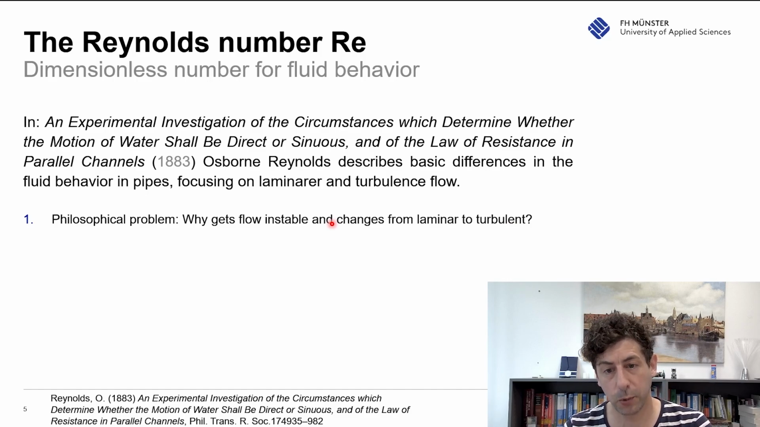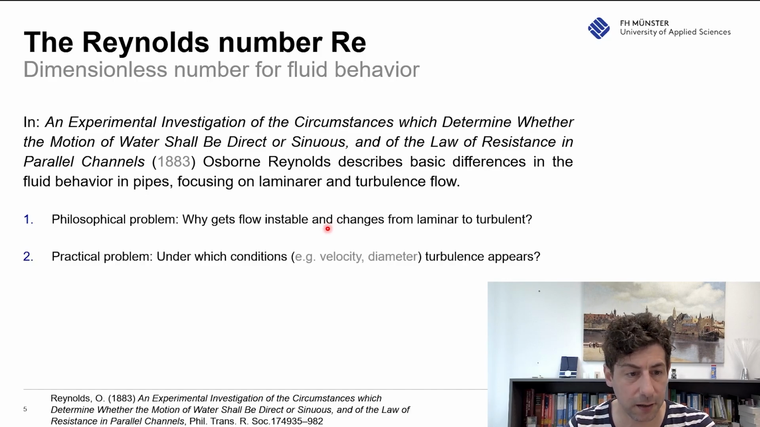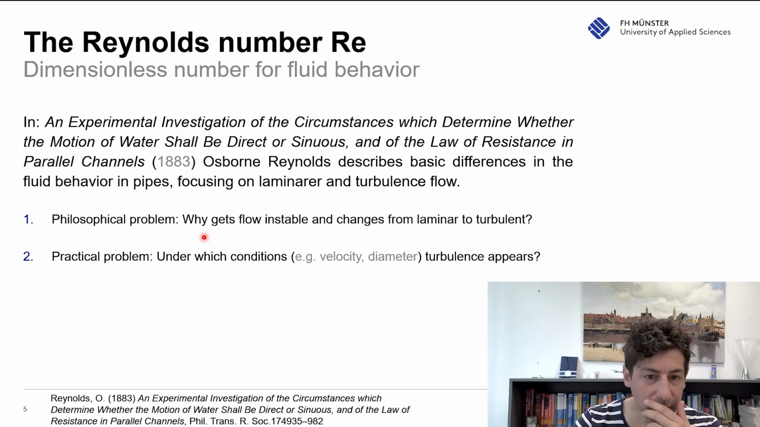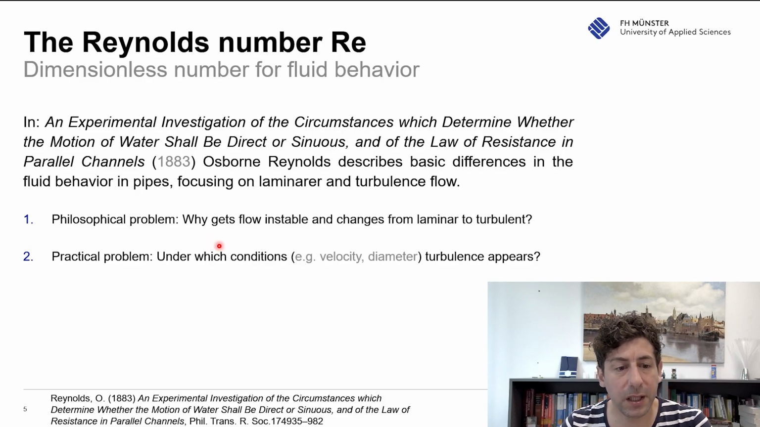And the second question he stated is the practical problem. And this is, I don't care why, but under which conditions, so at which velocity, at which diameter turbulence appears. So for the practical problem, you don't need the philosophical problem to be solved. The why doesn't matter here, but the why is the main question, right? Why this happens. And in his paper, he was able to find solutions.